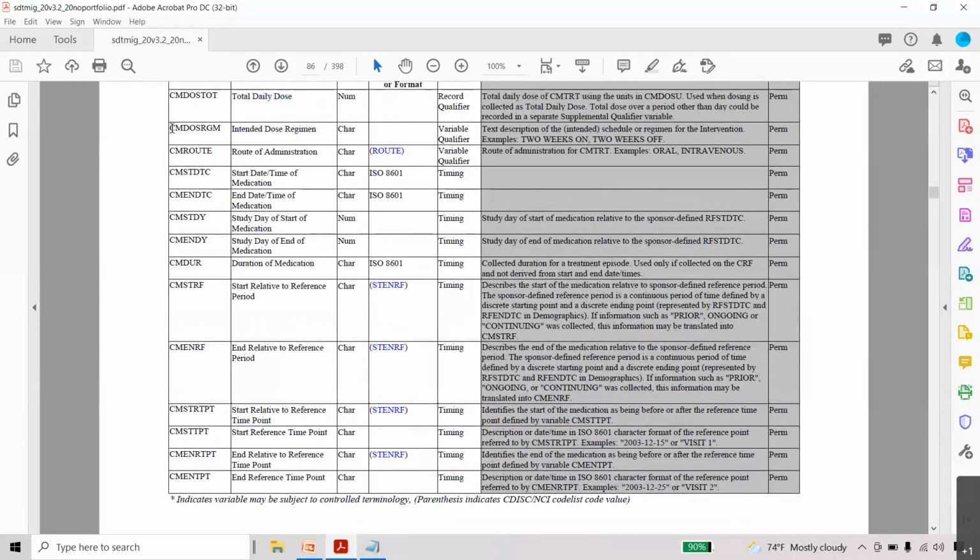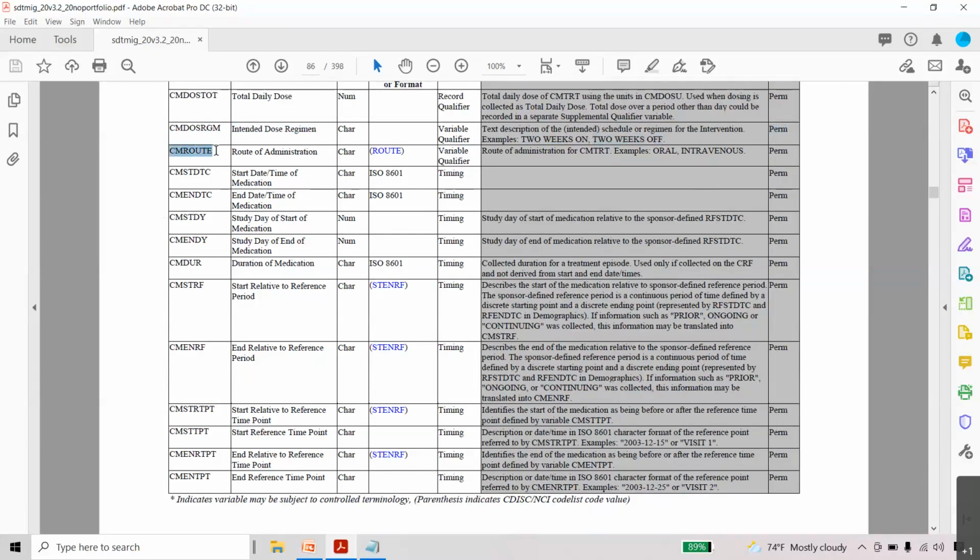Next one is CM dosage regimen, the intended dosage regimen. This is prescribed by the doctor, like the duration of that medication to be taken, like 2 weeks, or if he is taking it on alternate days, or 2 weeks off. So what is the method to be followed, that information is captured in the dosage regimen. So this is also a permissible variable.